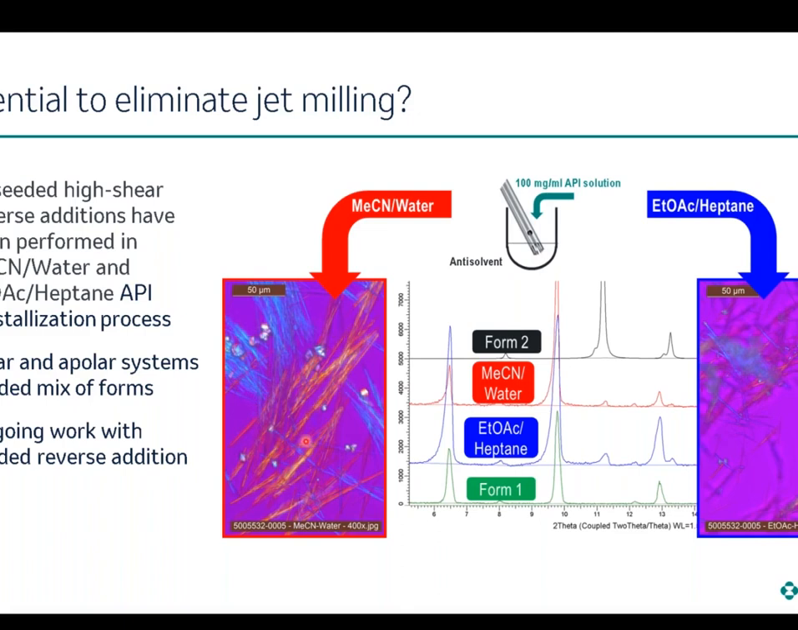However, the main issue, and that's visible in both systems here, is that at least in these unseeded experiments that I've started here, obviously you get concomitant nucleation. So both forms nucleate at the same time and then start growing. So there is not the required form control to obtain the desired API form only. So that's work ongoing.